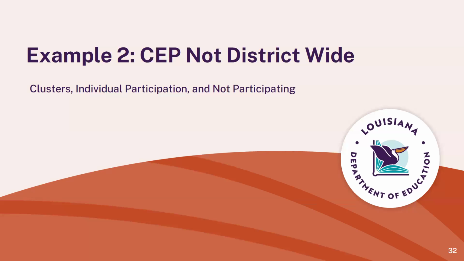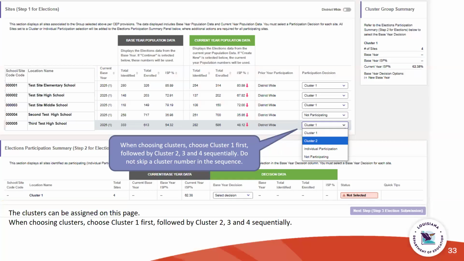So now we're going to give another example. If a sponsor were to decide to participate in CEP, but not district-wide, so not at all of their sites, we're going to be going over clusters, individual participation, and not participating. All right. So the district can also set up the site-by-site participation, and the clusters can be assigned on this page.